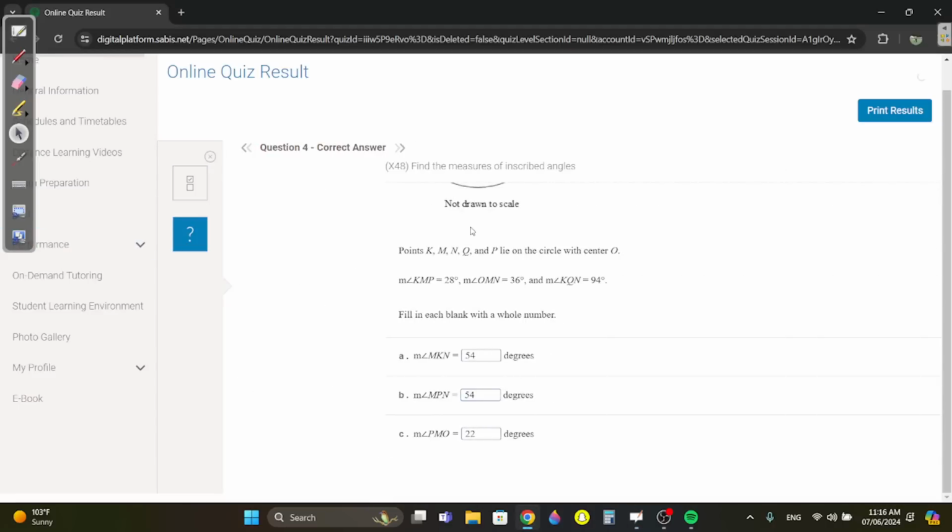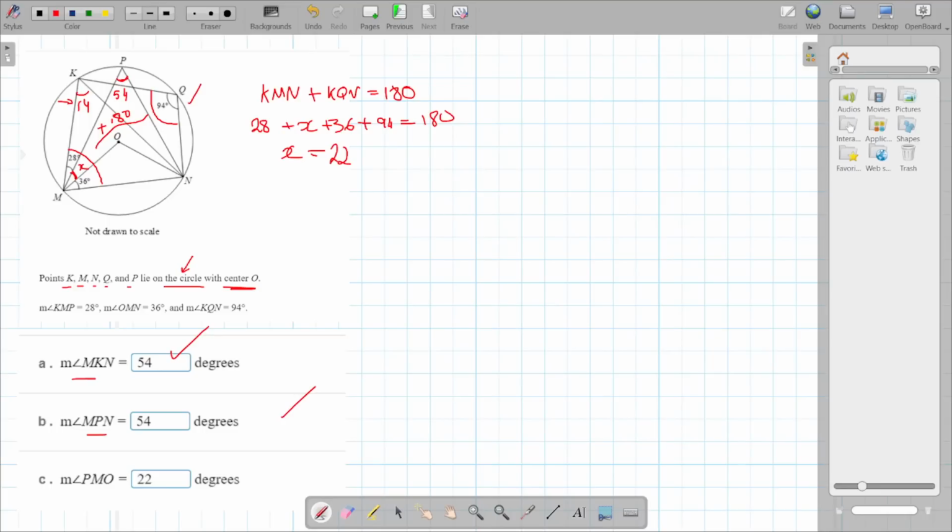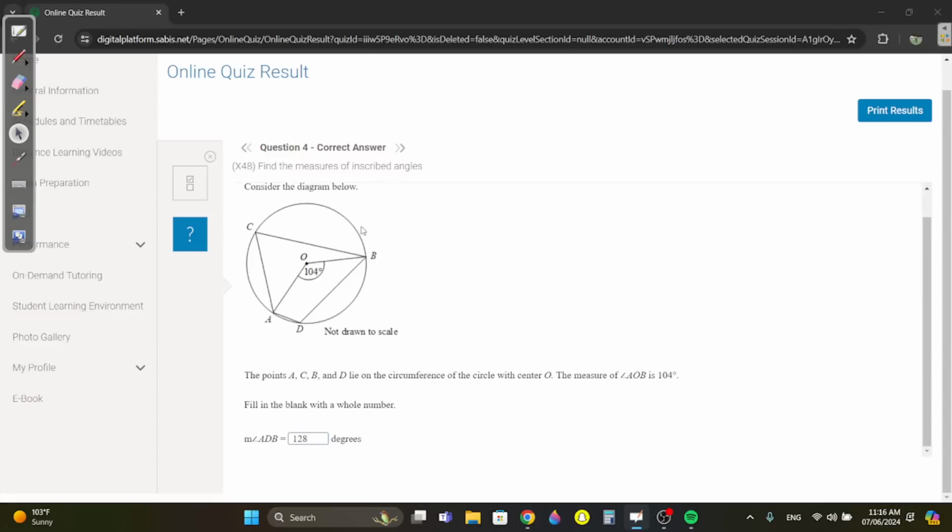Question 4. Here you see we use the cyclic quadrilateral. Again, when they say they all lie on the circle, always think, why would they tell me they lie on the circle? Obviously, because they want you to use cyclic quadrilaterals. They gave us, again, A, B, C, D lie on the circle. Remember, A, B, C, D lie on the circle. The measure of AOB is 104 degrees.